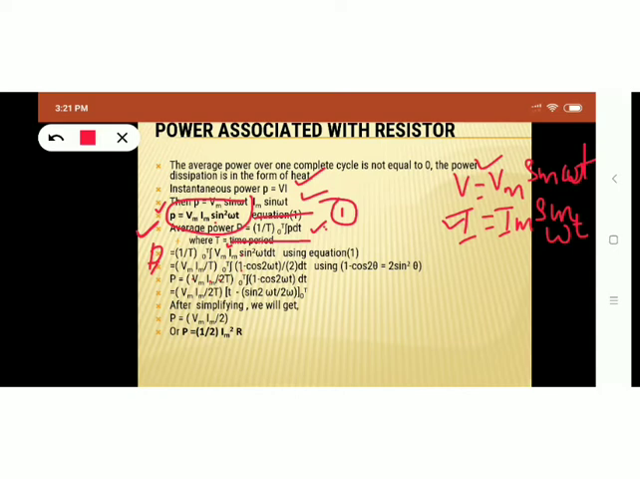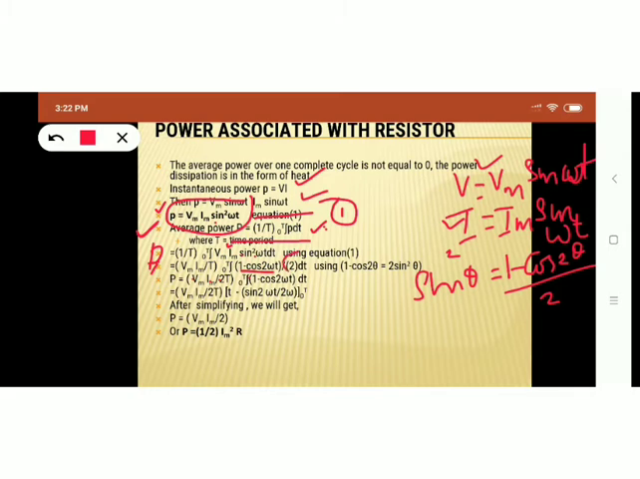See, why did we write (1 minus cos 2 omega t) by 2 instead of sin square omega t here? Because you might have studied this trigonometric expression: sin square theta is equal to (1 minus cos 2 theta) divided by 2. So sin square omega t will be (1 minus cos 2 omega t) by 2. So that is what is written here.